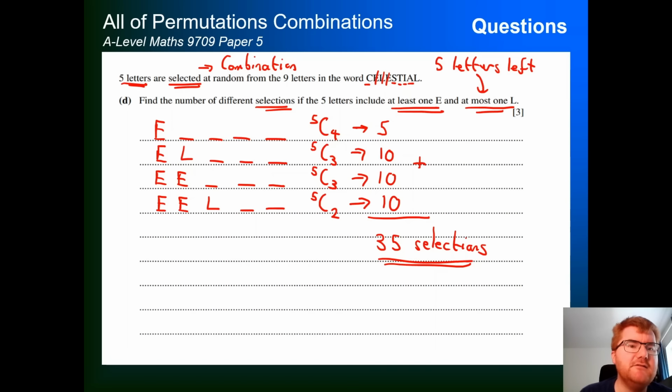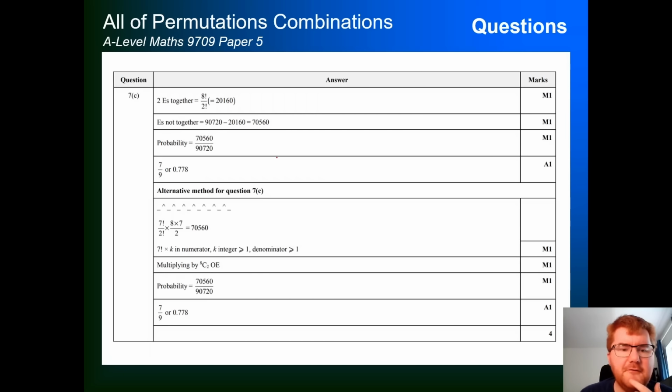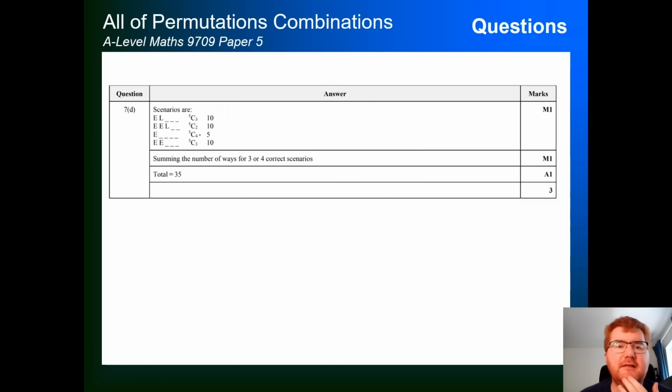Key thing to realize is we focus on the E's and L's, and then we leave blanks for the letters that are not E or L, because we've considered those situations, and then we can work out the combinations from there. Okay, so you've got the mark scheme here that you can look through. And of course this section here, so we get 7/9 at the end, and then this part here as well. So we get the total of 35.